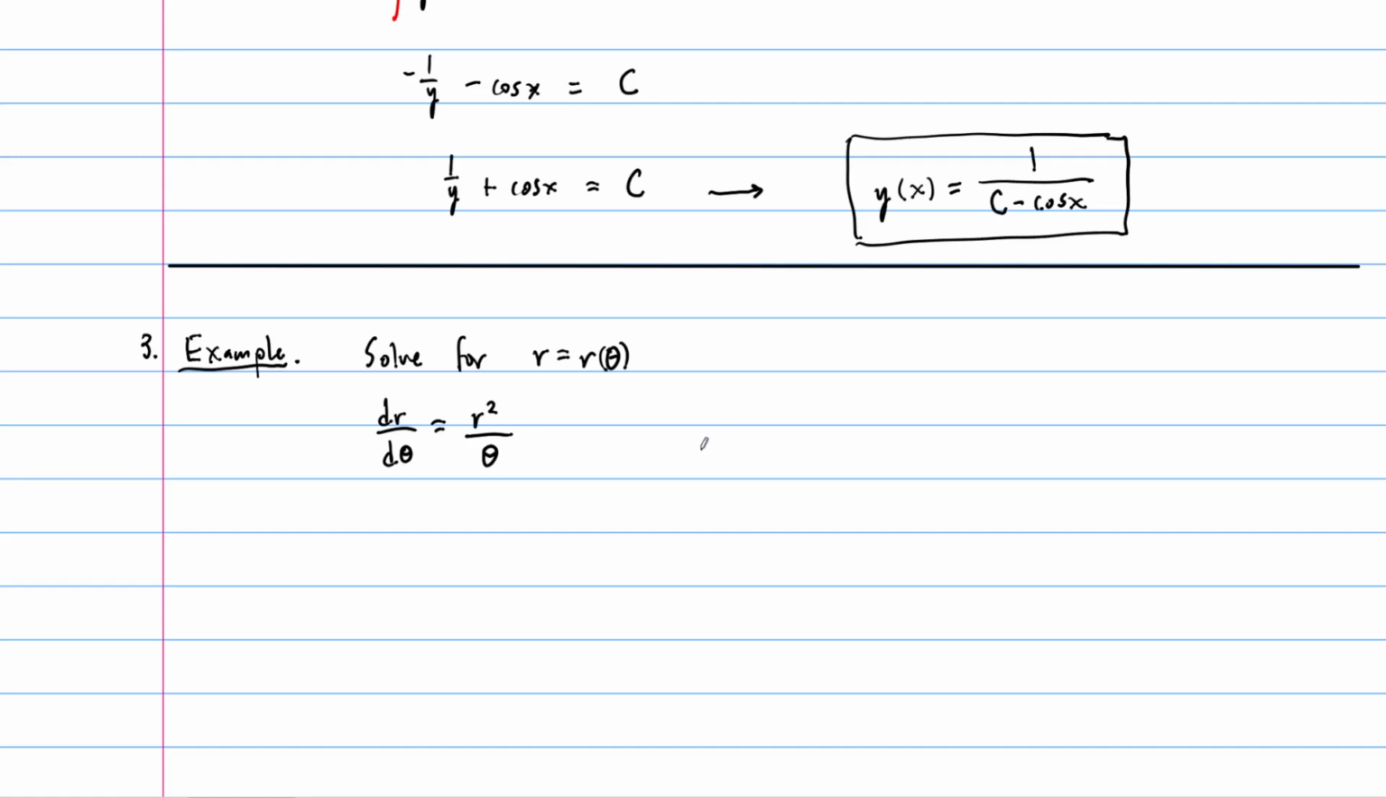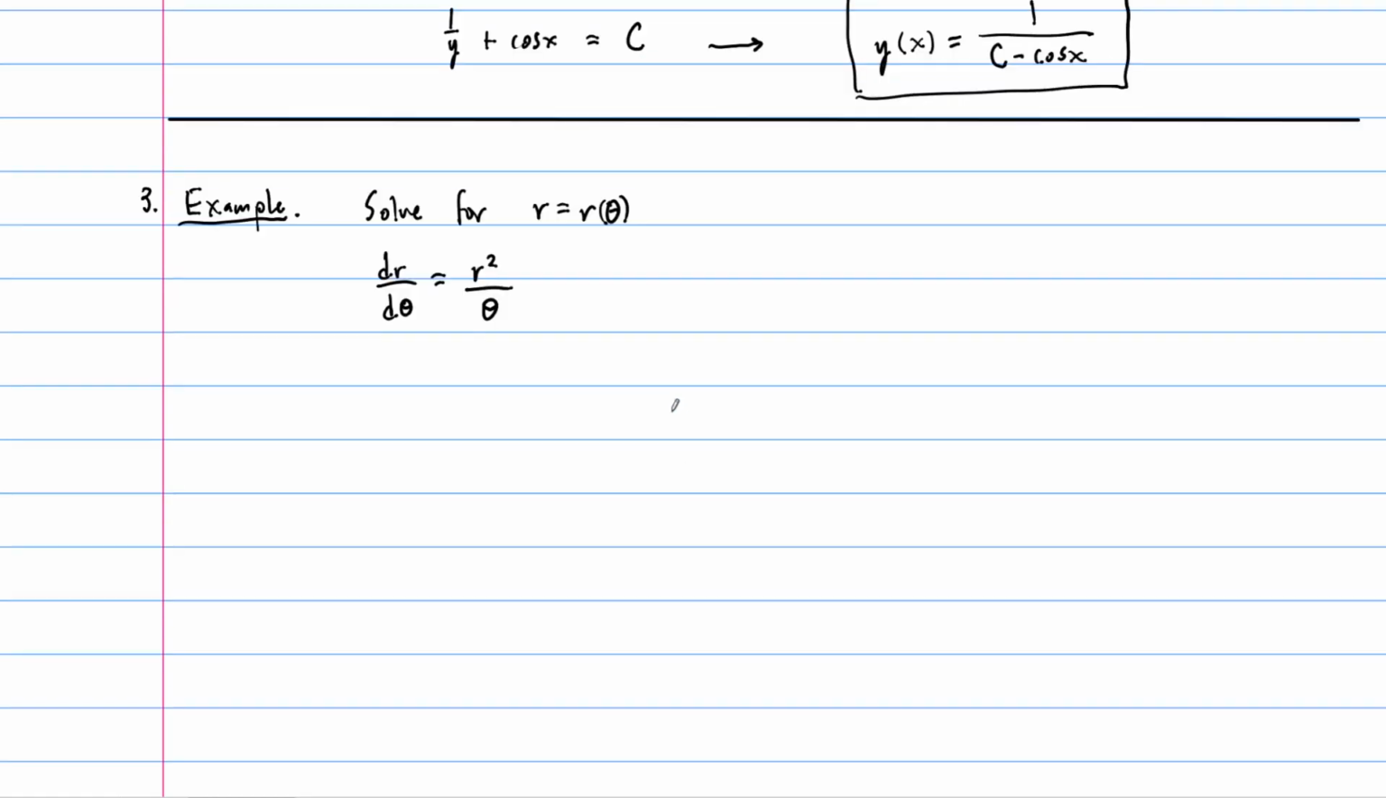All right, so now that you've had a chance to work on that one on your own, let's do it together. So what we want to do here is actually separate our variables, right? So we can do a swap of these two, and this becomes 1 over r squared dr equals 1 over theta d theta, which is very similar to what we just had. And actually, this is okay.